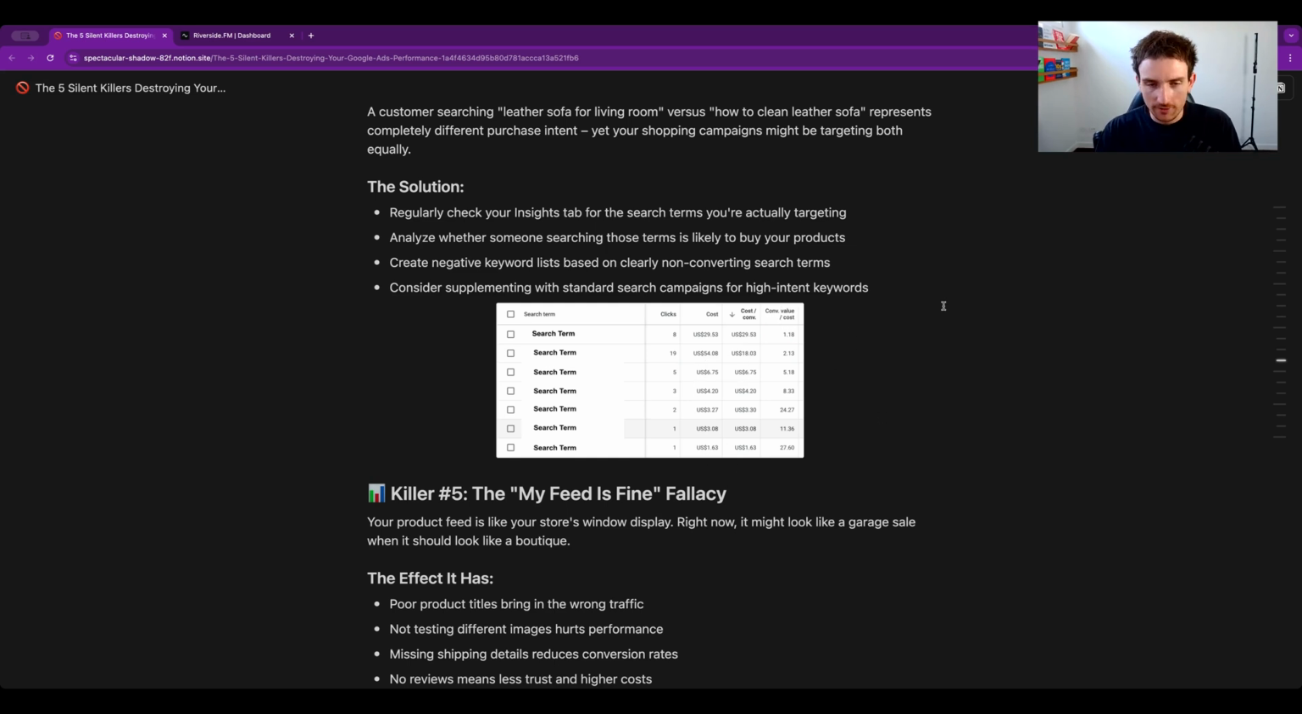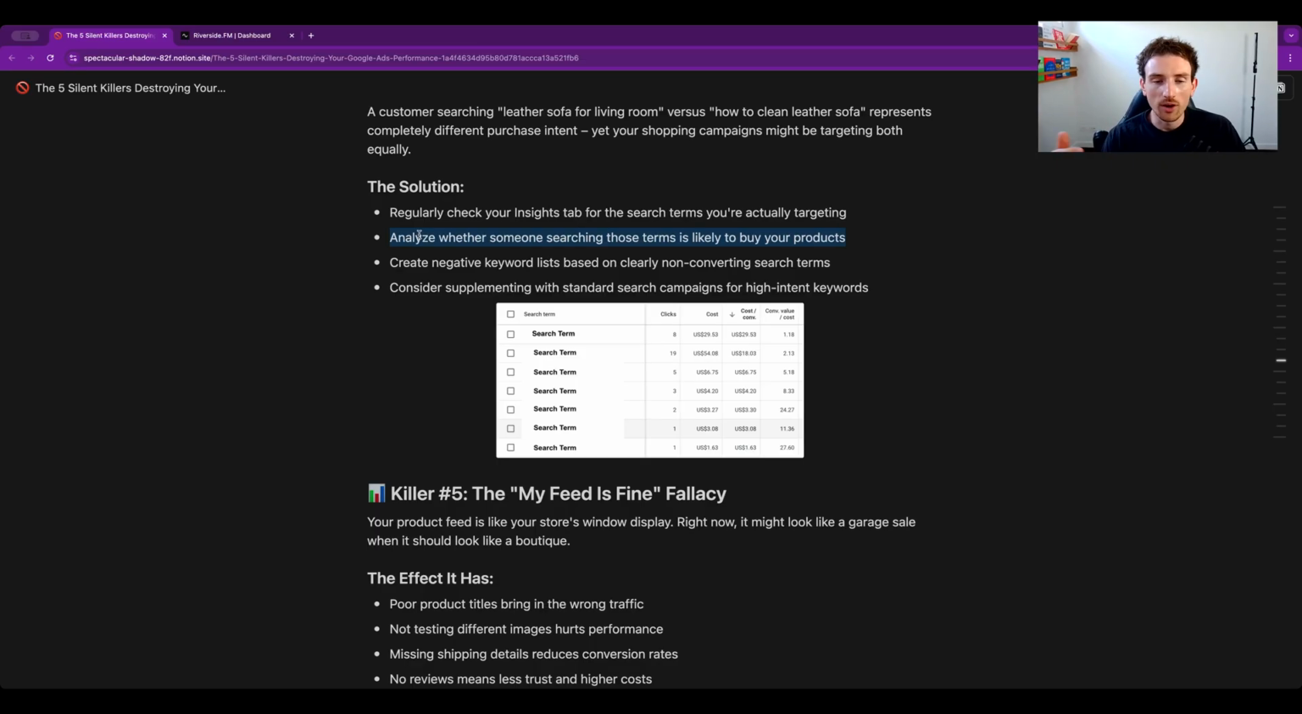Now, the solution to this is that you need to regularly check your insights tabs for the search terms that you're actually targeting, right? So if you've got campaigns that are underperforming, you need to go in there and figure out what keywords it's targeting in order to actually focus on the highest intent keywords, exclude the ones that are wasting spend.